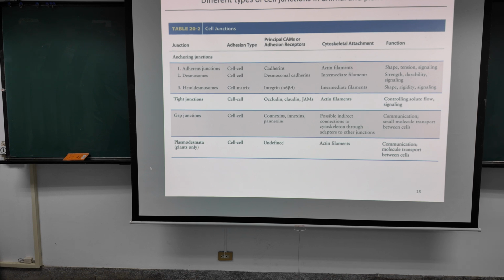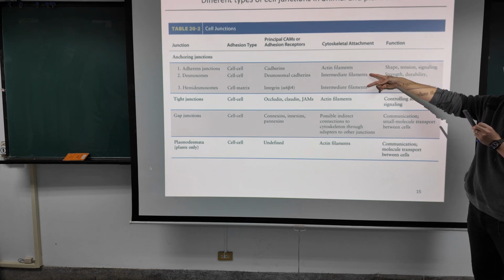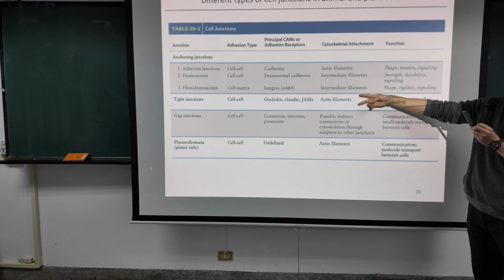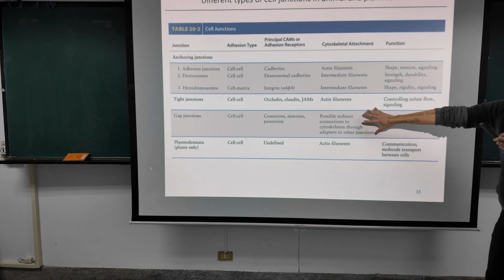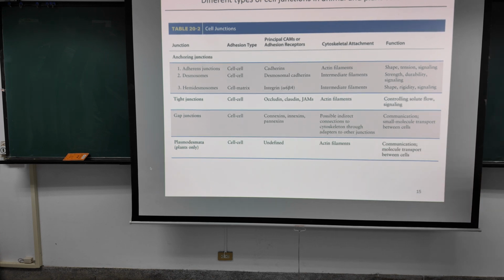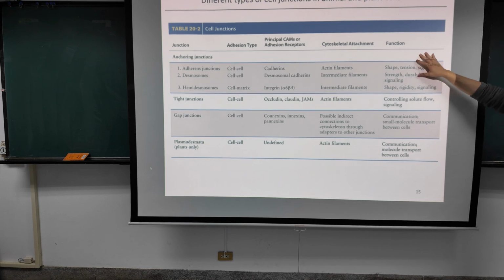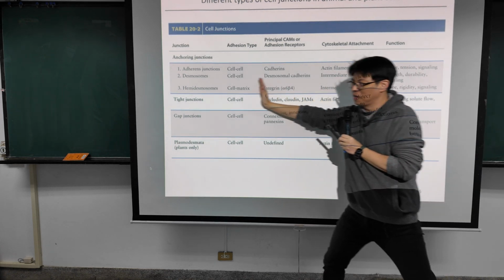Usually I don't ask you to remember a different term. I want you to know the principle of the mechanism, but this is important. Adherens junctions connect to the actin filament. Desmosomes, hemidesmosomes bind to the intermediate filament. Tight junctions bind to the actin filament. And plasmodesmata connect to the actin filament. Those are important for signaling and mechanical support. I don't care about that part, but this part is important.